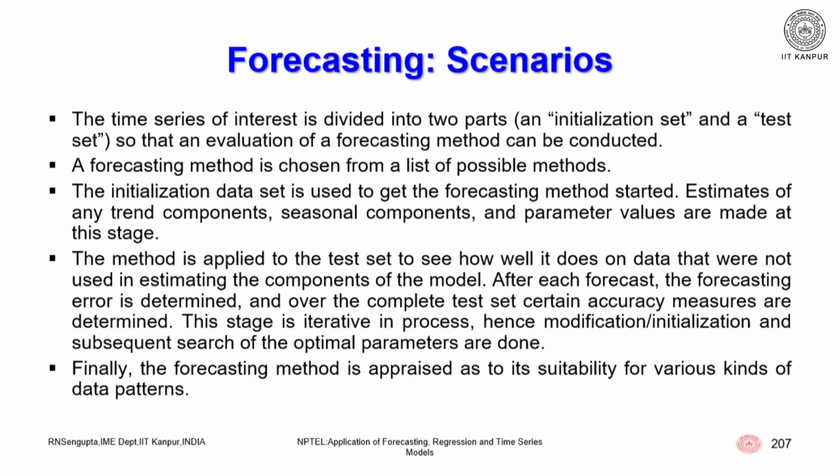of the model. After each forecast, the forecasting error is determined, and over the complete test set, certain accuracy measurements are determined. This stage is an iterative process because you proceed one step at a time. Hence, modification, initialization and subsequent search for the optimal parameters are possible. Finally, the forecasting method is appraised, analyzed and decided, and then a decision is taken as to its suitability for various kinds of data patterns and how the forecast can be done much more accurately.